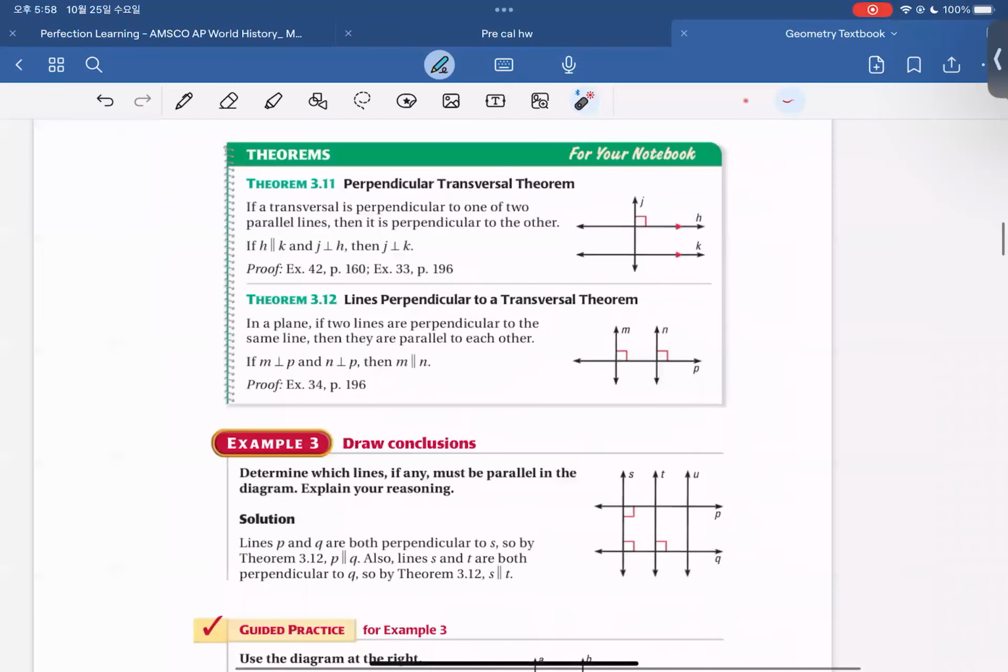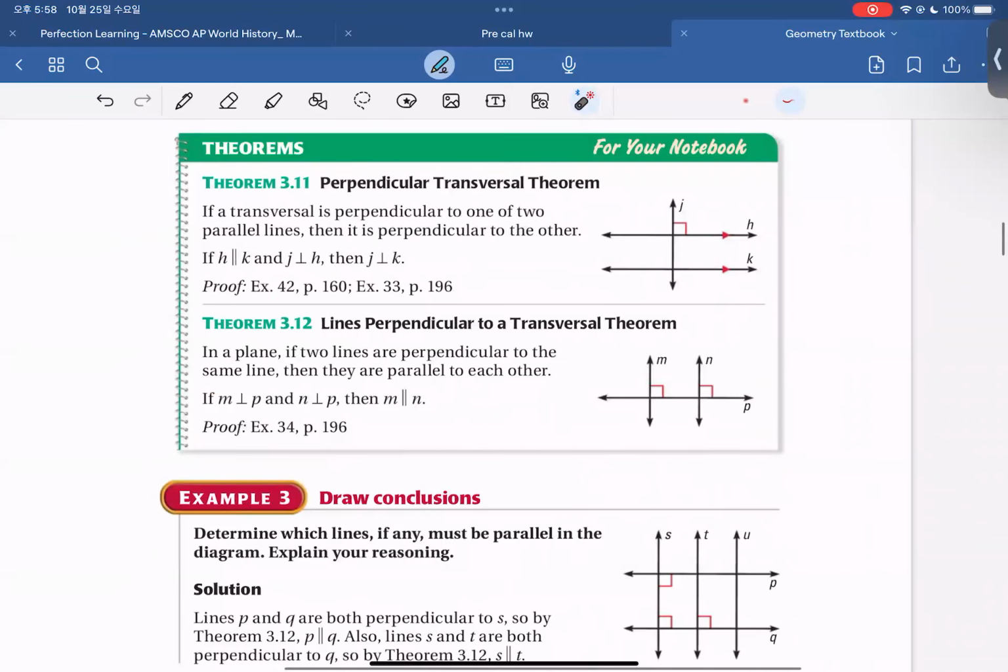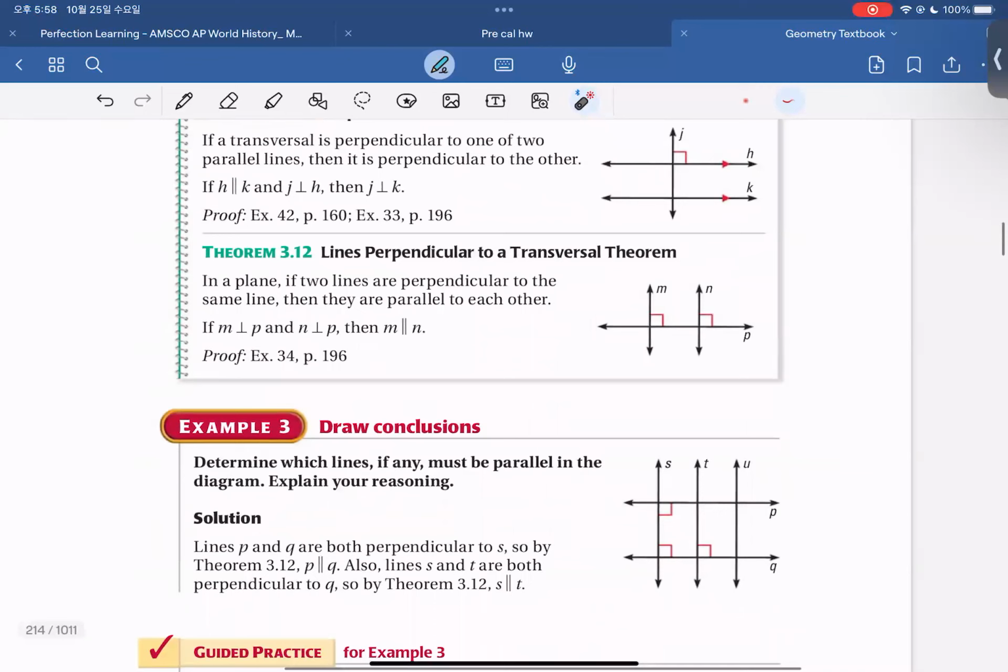And now we have two more theorems. Hopefully this is the last. But first we have the perpendicular transversal theorem. If a transversal is perpendicular to one of two parallel lines, then it is perpendicular to the other. And this makes sense, because if the line is here and they're parallel, that means they have to be right angles.